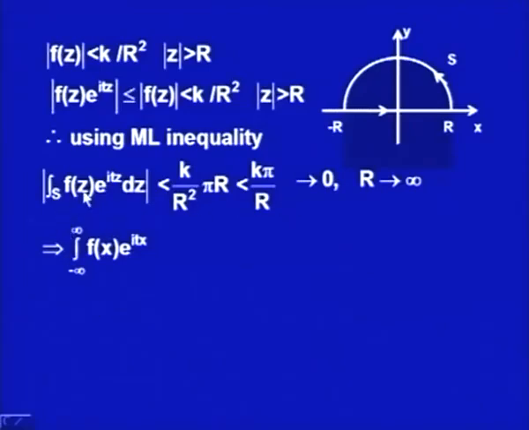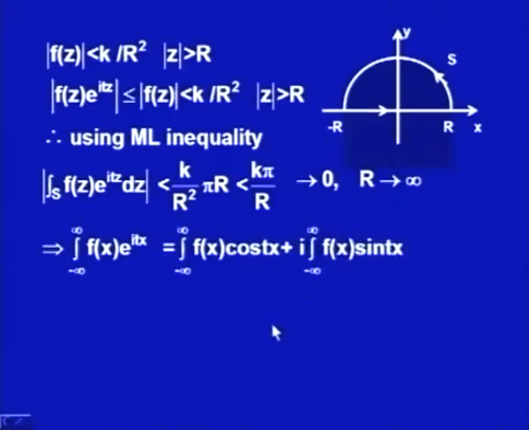So, what it says is that the integral from minus infinity to plus infinity of f(x) e to the power i t x would be the same as the contour integral of f(z) e to the power i t z on the whole closed contour C, which is equal to 2 pi i times the sum of the residues at the poles which are interior to C, that is, the poles which are in the upper half plane. So, we have got that formula.